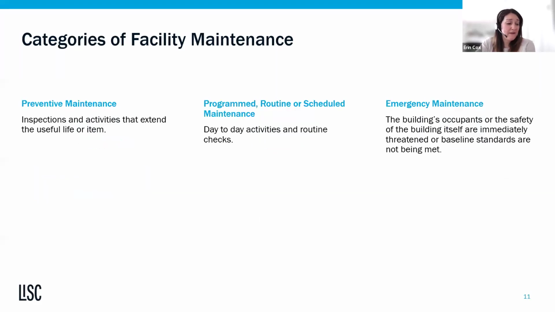We can think of maintenance in three categories. The first is preventative maintenance, which is early and upfront inspections and activities that can help extend the useful life of something. There's programmed, routine, or scheduled maintenance, which are your day-to-day activities and your routine checks on equipment and items in your space. And then there's emergency maintenance, where the building occupants or the safety of the building itself are immediately threatened or baseline standards aren't being met.